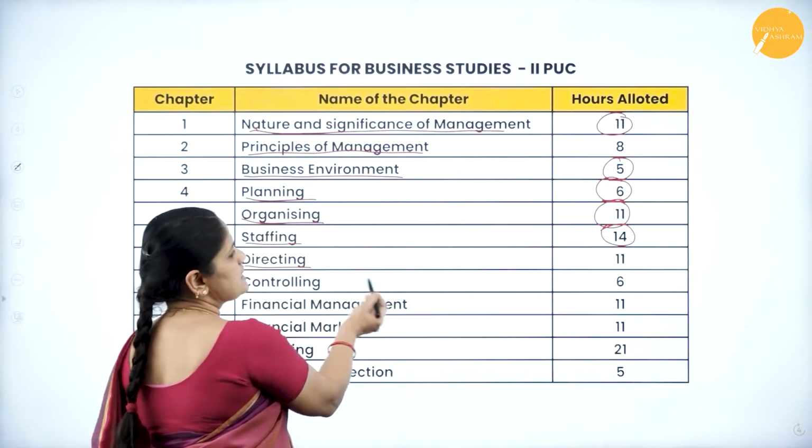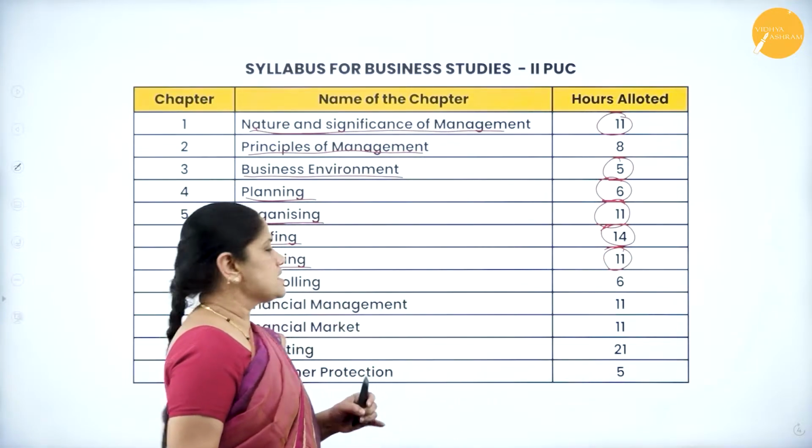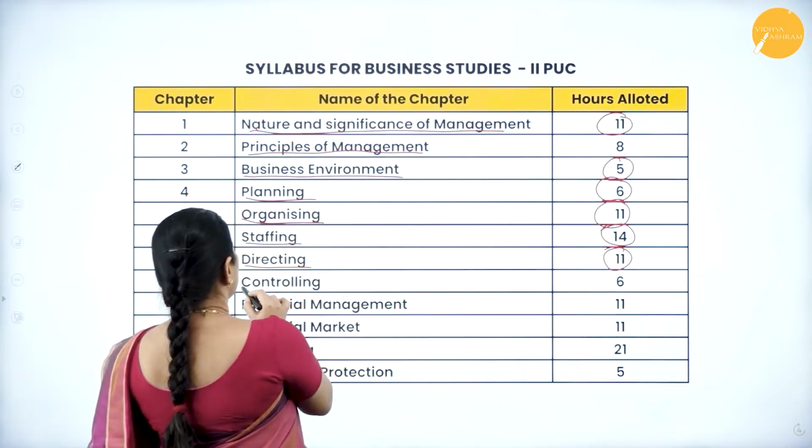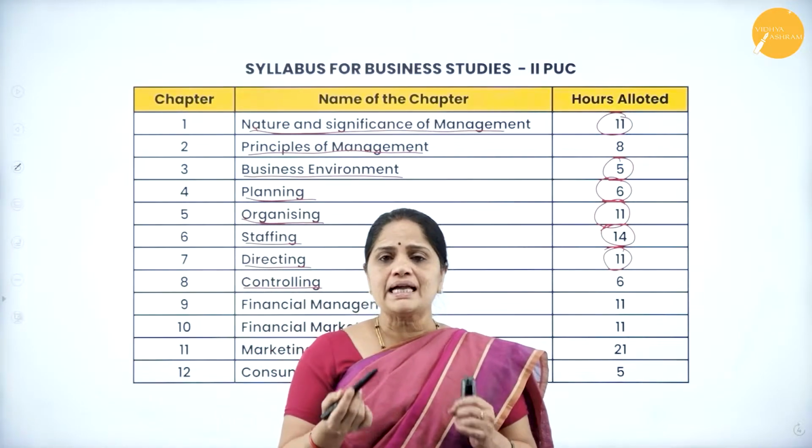Then, for this directing chapter, they have allotted 11 hours. Then next one, and the most important thing, is controlling. Now, what do you mean by controlling?